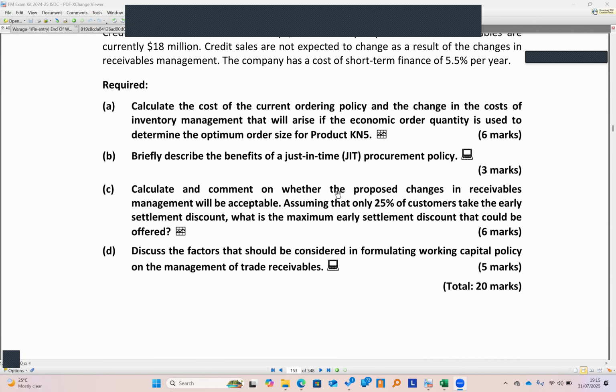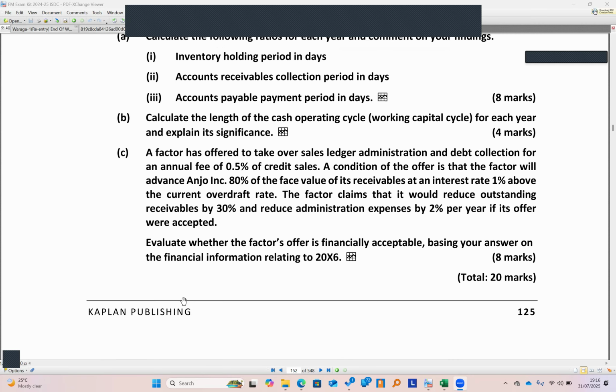And now we need to determine also the factors that should be considered in formulating a working capital policy on management of trade receivables. So those are our questions. So we can now go to the scenario.